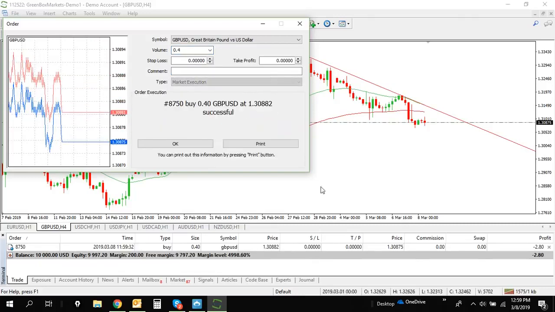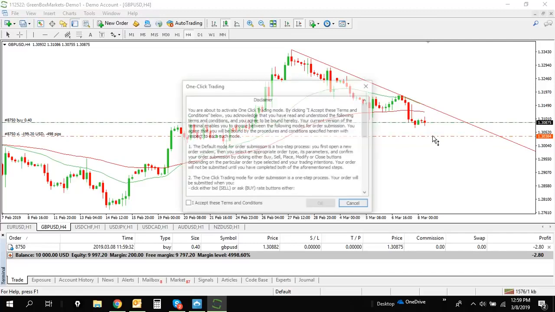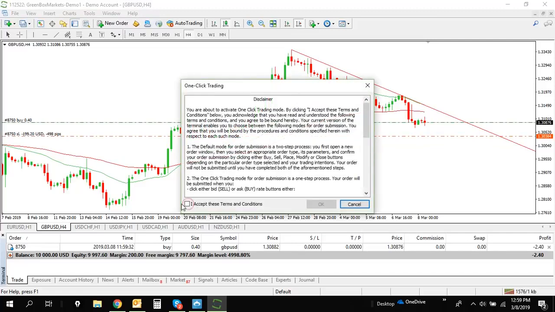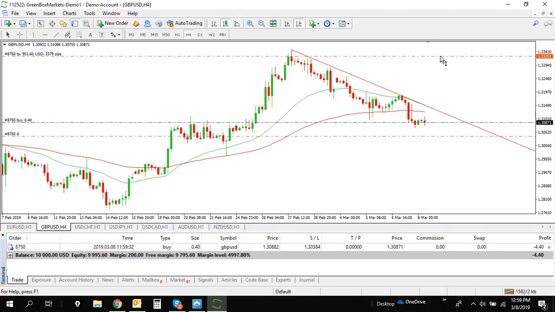like so, and there I'm in the market. Now I can set my stop loss at 50 pips, 50 pips from my entry point. Let's get it as close as possible. And I can set my take profit at the level that I wanted to take it.